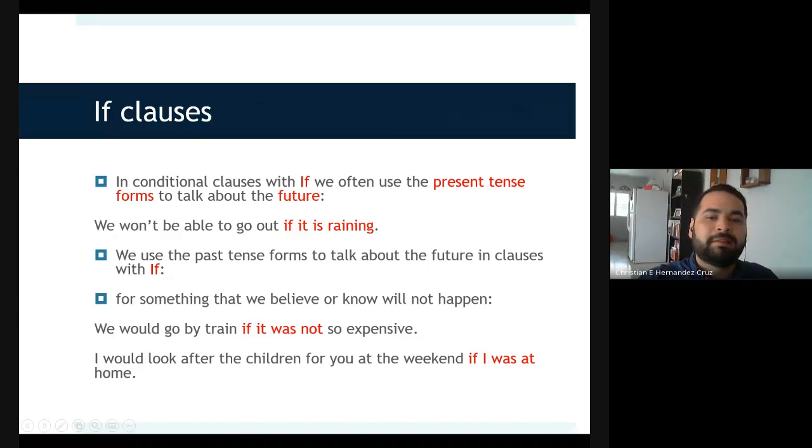We use the past tense forms to talk about the future in clauses with if, or for something that we believe or know will not happen. We could go by train if it was not so expensive. I would look after the children for you at the weekend if I was at home. Okay? It's basically stating the condition that if this thing were happening, I could complete this action.